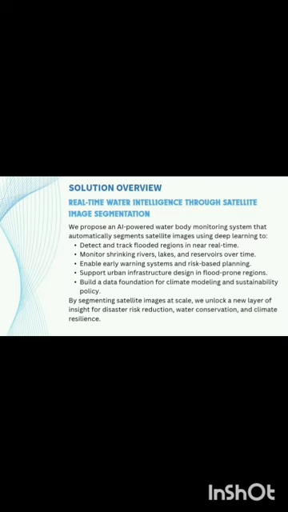Hello everyone, I am Hariharan and I will be explaining our solution overview. Our solution is an AI-based water monitoring system that uses satellite image segmentation to detect and track water bodies in near real time. Using a UNet deep learning model, we can accurately map flooded areas, monitor shrinking rivers and lakes, and support early warning systems. This helps in disaster response, urban planning, and climate policy, turning satellite data into powerful life-saving insights. It is a scalable, smart tool that brings real-time water intelligence to the forefront of climate resilience and water management.